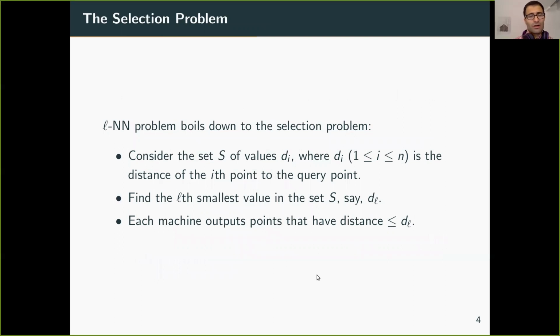So indeed, the L-nearest neighbor problem boils down to a selection problem. You get the query point, and then you can compute the distance of each point from the query point and put it, say, in the set S. And you want to find, if you sort them, the L-th smallest value in the set S, say DL, and then you can ask each machine to compute the data corresponding to the distances that are less than DL, and then you are done.